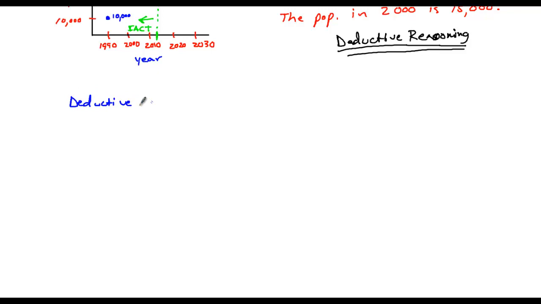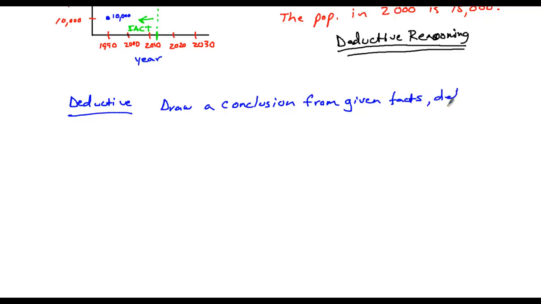Deductive reasoning is when you draw a conclusion from given facts, definitions, or properties. It just means you take something, you use it to get the answer.